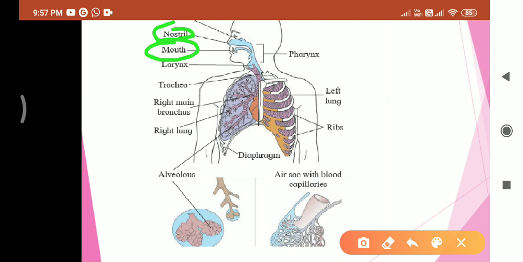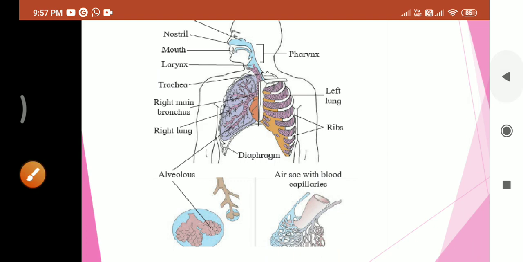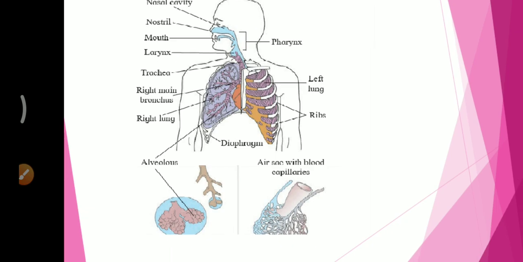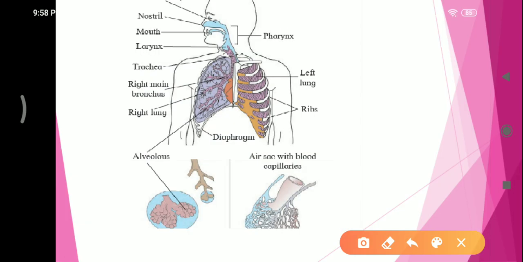And this nostril and mouth open into the pharynx. When you see the oxygen path, oxygen starts traveling from the nostril or mouth, and it gets to the point that opens into the pharynx. So where is it? This is the pharynx. Here you can see that the mouth and nose both open into your pharynx. The pharynx is the mouth passage.